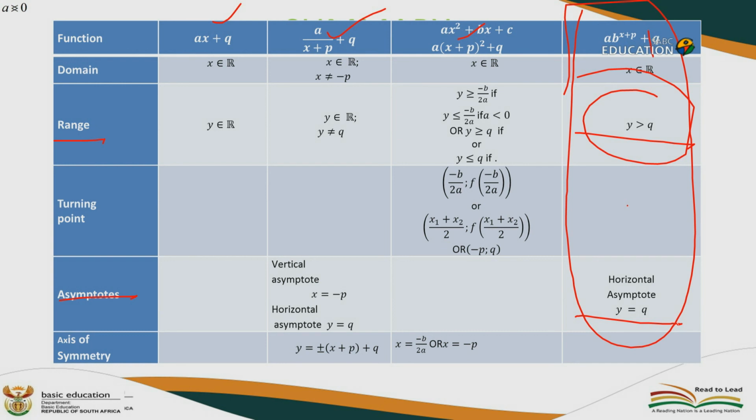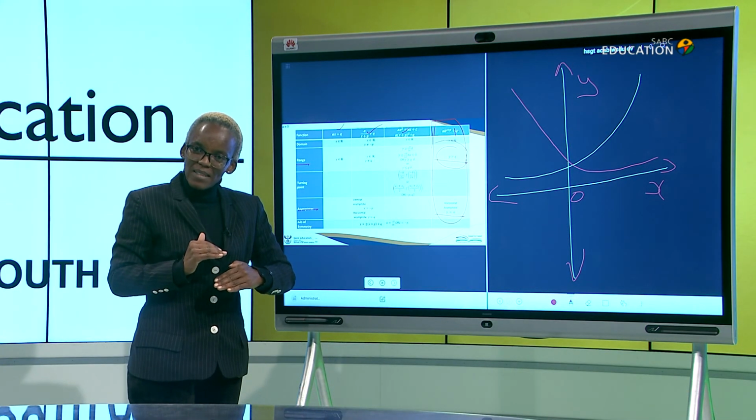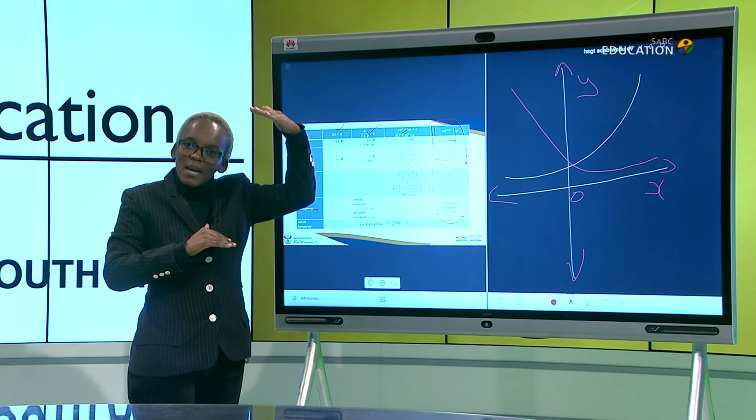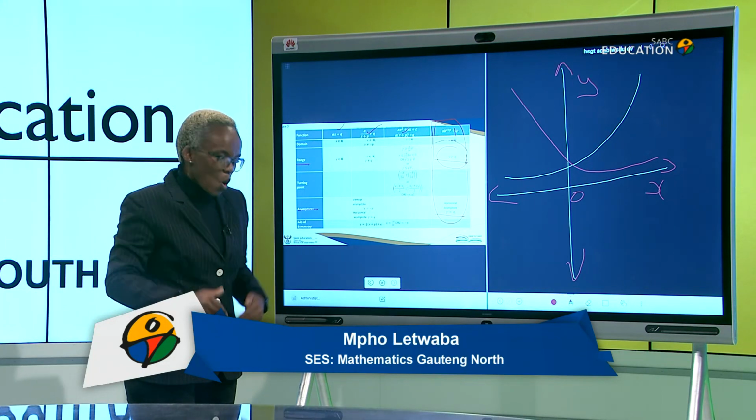Remember, an exponential graph has got only one asymptote. And remember that Q, again, helps you to get the range. So Q plays two roles. It's an asymptote. It helps you to get the range, depending on where the graph lies. When it lies up, it means Y is greater. When it lies below, it's less than. If it lies above the asymptote, it means Y greater than. If it lies below the asymptote, it means Y less than.